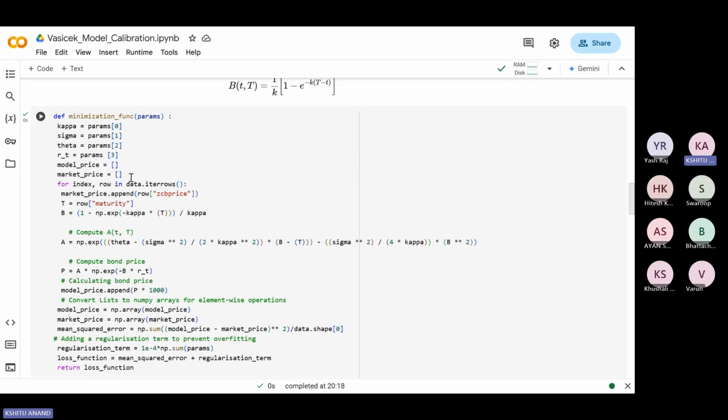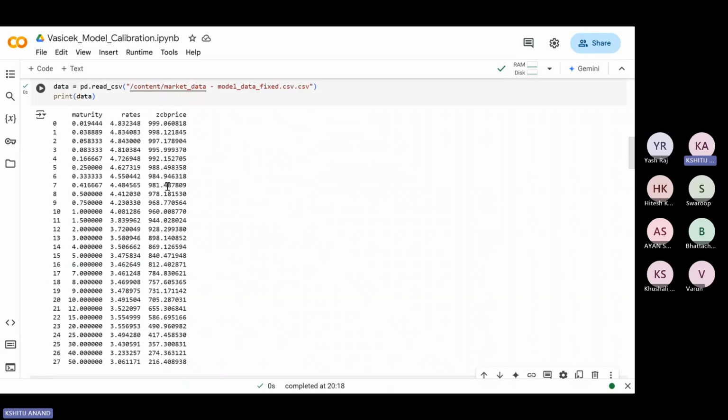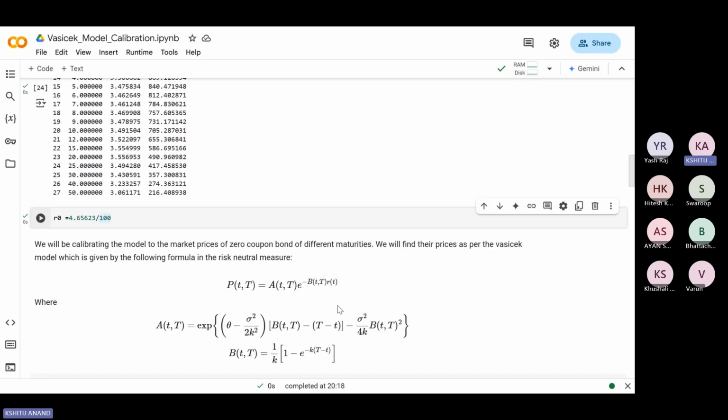That's what we are doing. Now we'll be iterating through this data. Please note that all these prices are the market observed prices. Now, given this formula and given a small t equal to 0, we'll be trying different values for the parameters, and the maturities we already know.